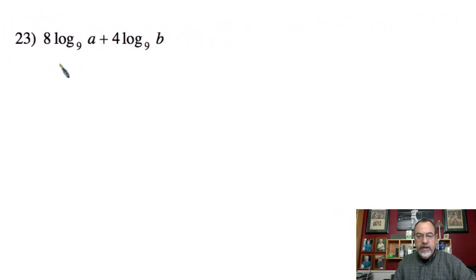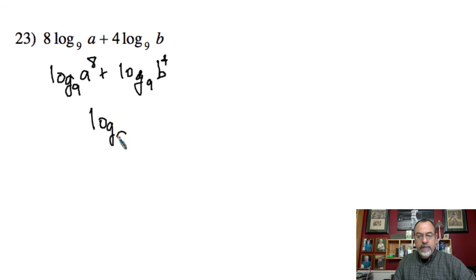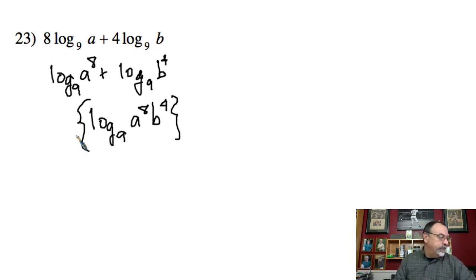All right. Similar one here where we have an addition. So the a and the b are going to be multiplied together, but we have these exponents in front. So log base 9 of a to the 8th plus log base 9 of b to the 4th. And then because it's multiplication, we're going to have log base 9 of a to the 8th times b to the 4th. That would be the condensed version.